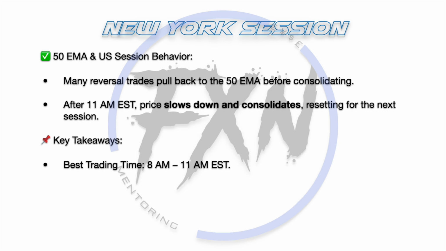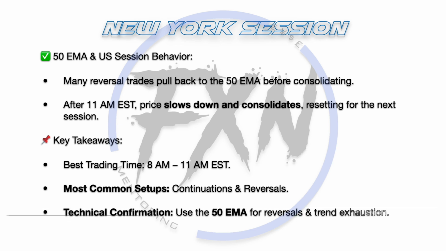So a couple things. Best trading time is from 8 a.m. to 11 a.m. Eastern Time. The most common setups are continuation and reversals. And some technical confirmations: you can use the 50 EMA to filter either the reversals or trend exhaustion. Remember that trading the US session successfully comes down to knowing whether price will continue or reverse. If you understand session timing, use the 50 EMA properly, and wait for confirmation, you'll be able to catch high probability trades with confidence.